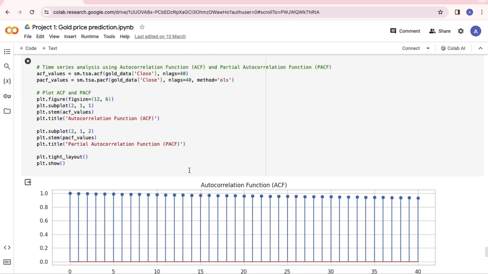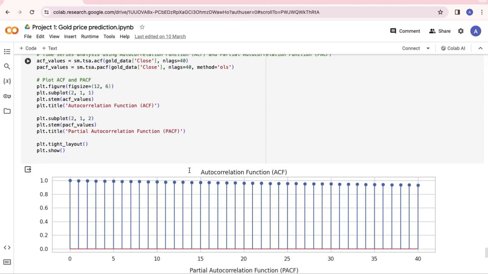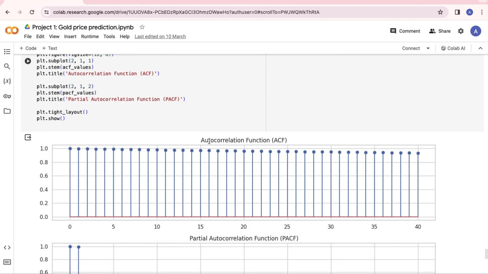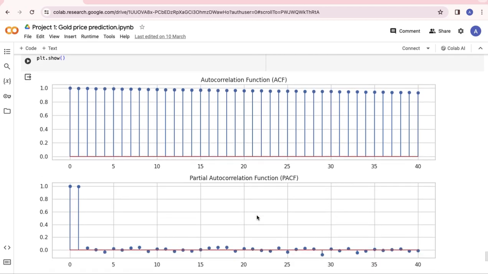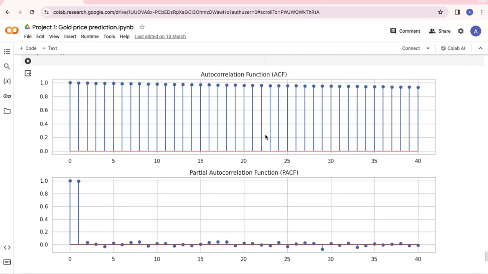Then the partial autocorrelation function is calculated for the close prices of gold. The parameters are specified for including the number of lags, which is also set to 40. Then that is plotted against each other. The ACF and the PACF plots are indicated as below.